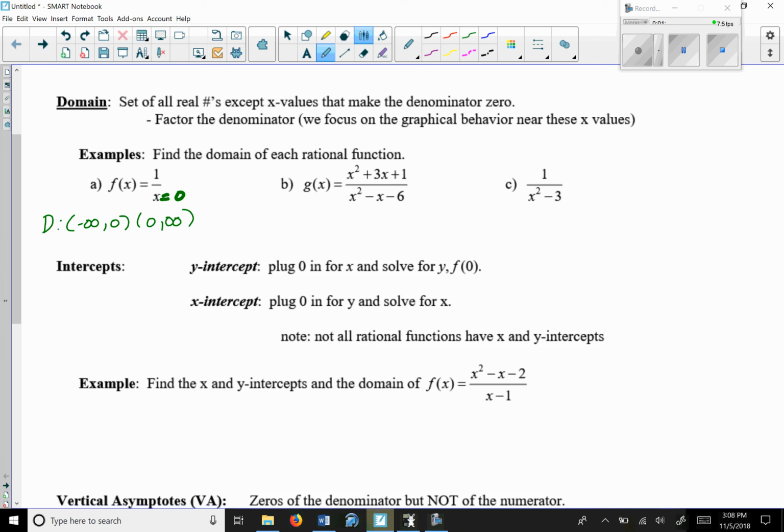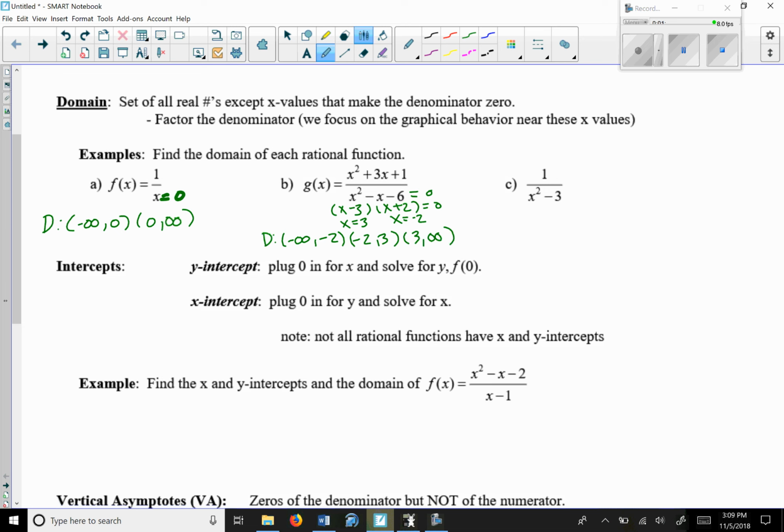Looking at number 2, if I want to figure out where the denominator is equal to 0, I need to factor, or I could use the quadratic formula. So in this case, we have x minus 3 times x plus 2. If we set both of those equal to 0 and solve, we get x is equal to 3 here, and x is equal to negative 2. So my domain is going to be all real numbers except for 3 and negative 2. So the domain is negative infinity to negative 2, negative 2 to 3, and 3 to infinity.